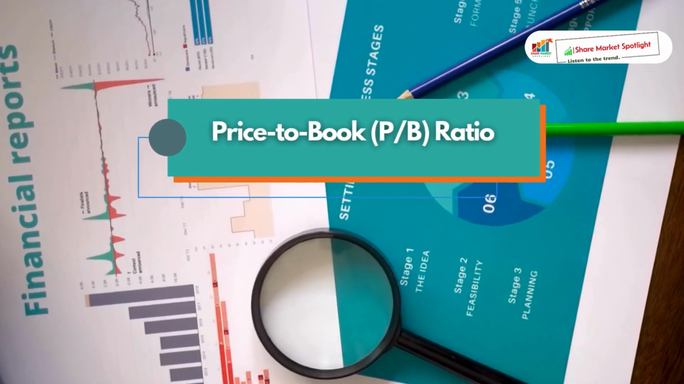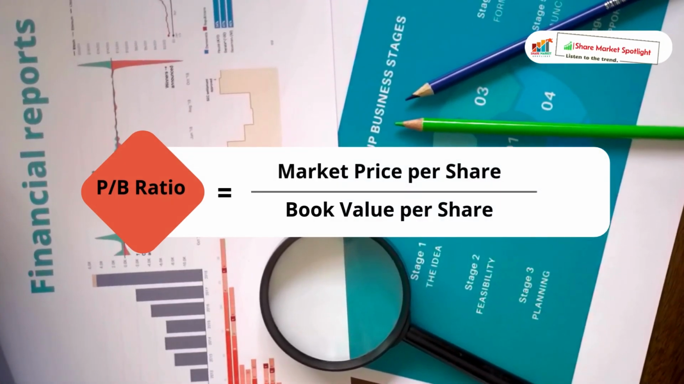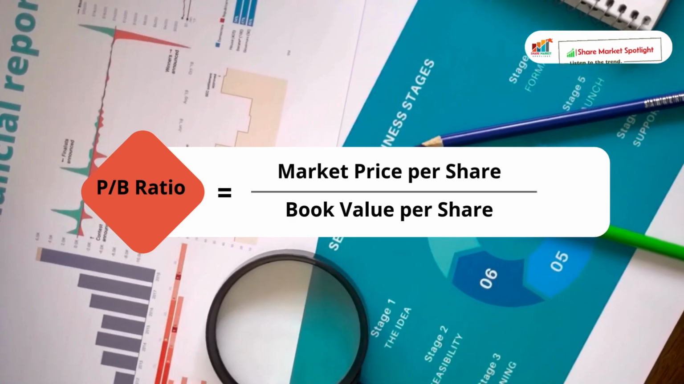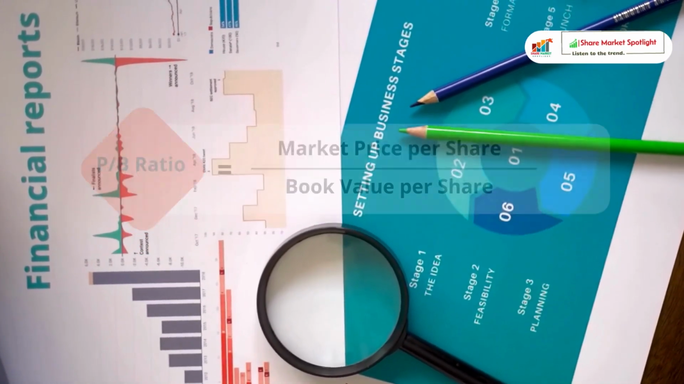Next is the price-to-book ratio, or PB ratio. This ratio compares a company's market value to its book value. It's calculated as PB ratio equals share price upon book value per share.